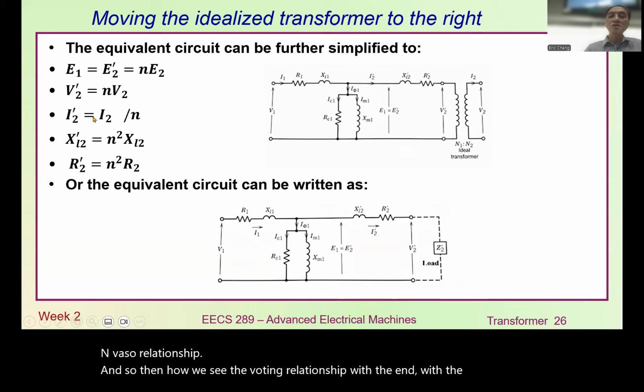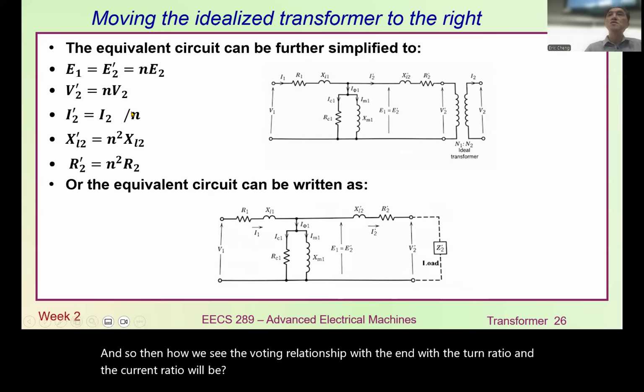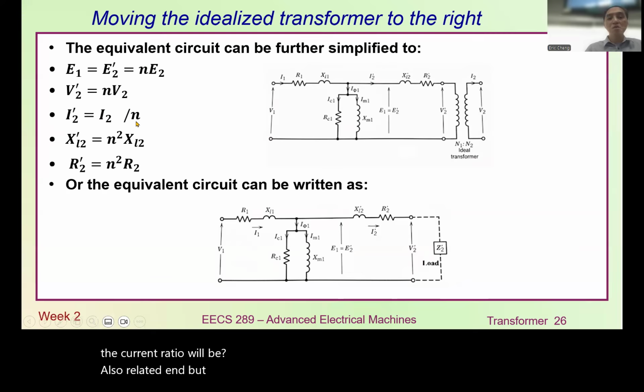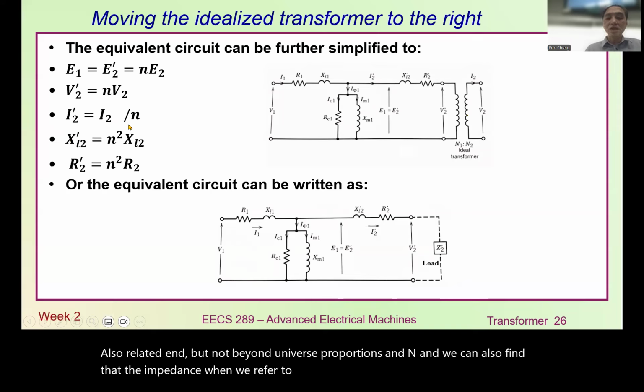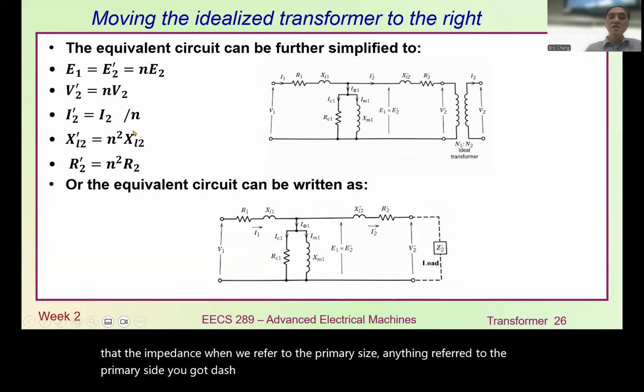And the current ratio will also be related to n, but now in inverse proportion to n. We can also find that the impedance, when we refer anything to the primary side, we get a dash here. And then the parameter is proportional to n squared.